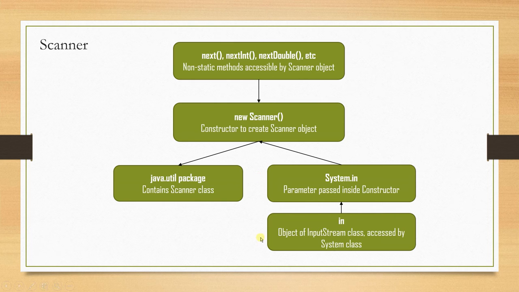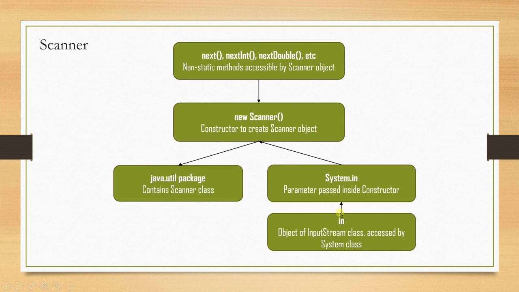Now this object takes certain arguments, that is System.in. System.in is basically a parameter passed in the constructor. In is an object of the InputStream class, and that object can be accessed through the System class. There's a very common doubt that people might come up with: if in is an object of the InputStream class, why can't I create it via the constructor, like I did for the scanner object?